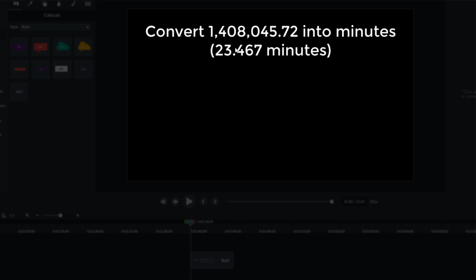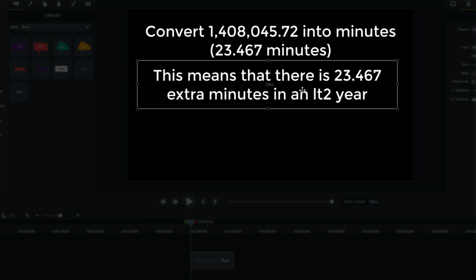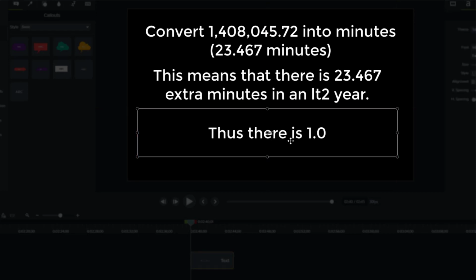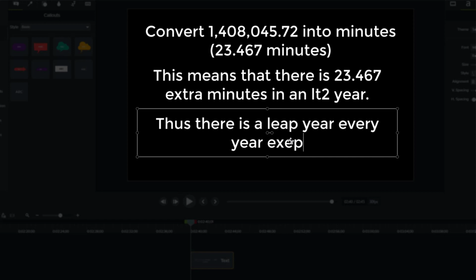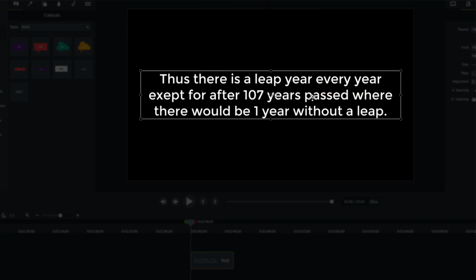Now we convert that number into minutes, which gives us roughly 23.5 minutes, which means that there is about that much extra per year. Thus, every 107 years, there is not a leap year, but every other year, there is a leap year.